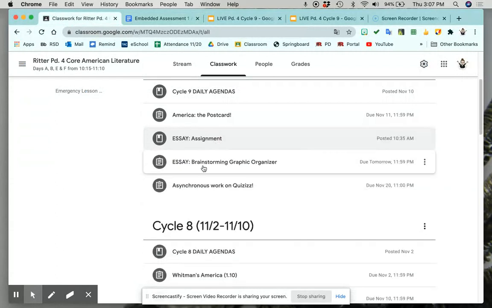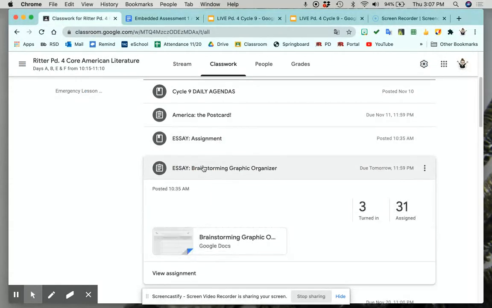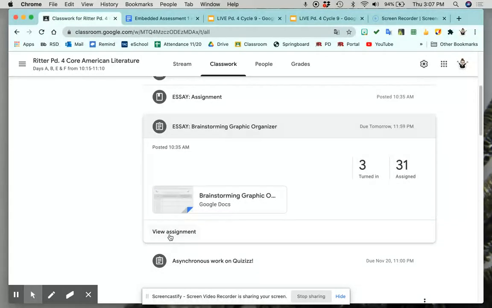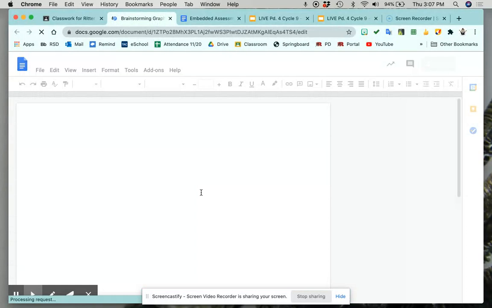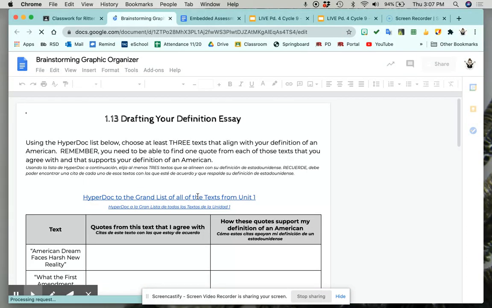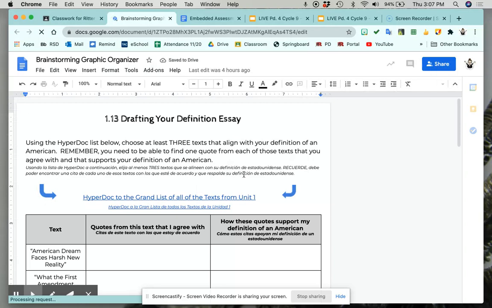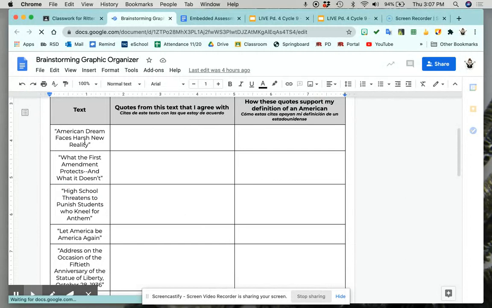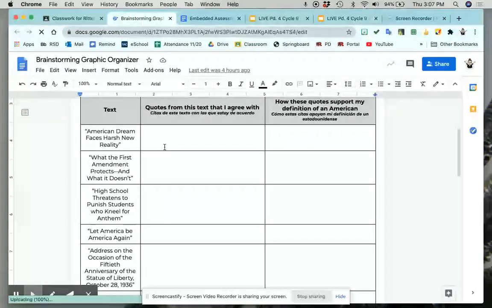So the first thing we need to do is to come up with quotes that we can use to support our ideas in our essay. So I created this graphic organizer for you. What it has is the name of each text that we read so far this year. And then there's a column to put quotes from the text that you agree with. And over here, how those quotes support your definition of an American.